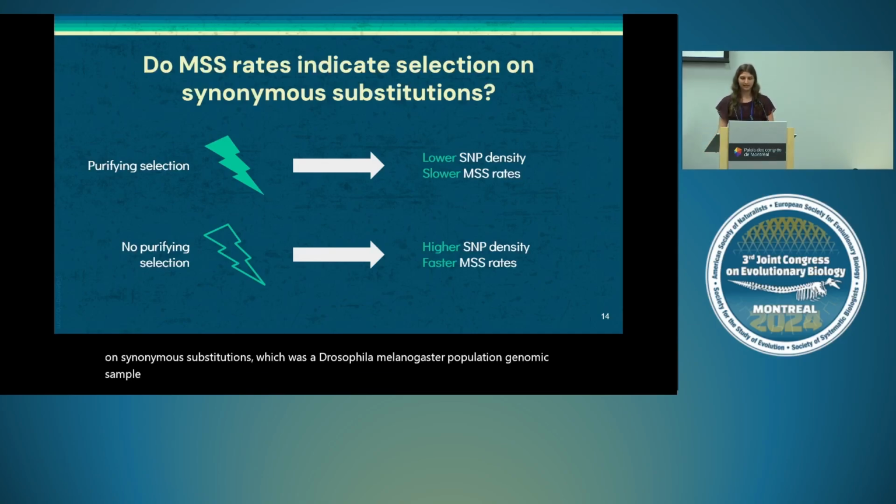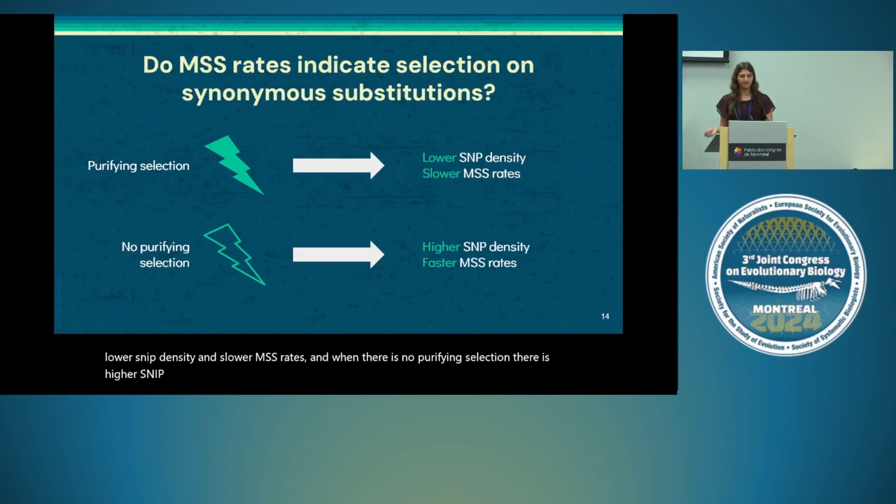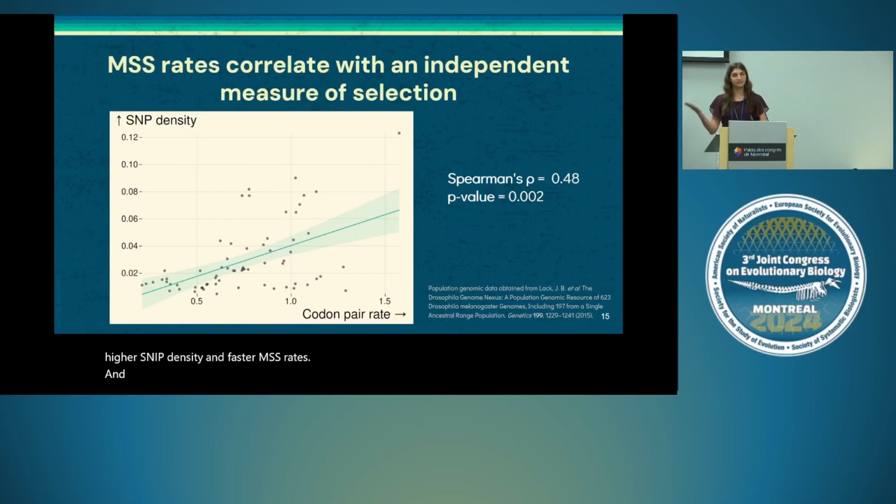We reasoned that selection on synonymous codon usage is mostly purifying, so we expected to see fewer SNPs at codons under selection because variation is less tolerated. So in addition, when there is purifying selection, there is lower SNP density and slower MSS rates. And when there is no purifying selection, there is higher SNP density and faster MSS rates. And we do see that there is a significant correlation between these two, which indicates that, yes, these rates are a good measure of selection in our data set.